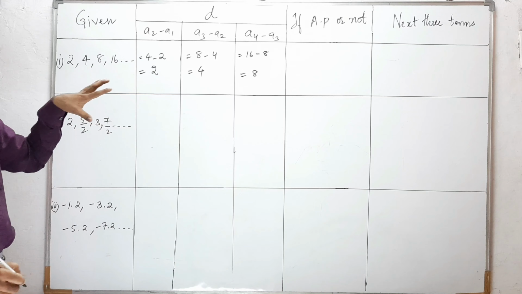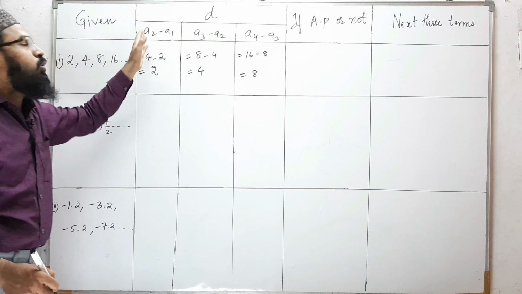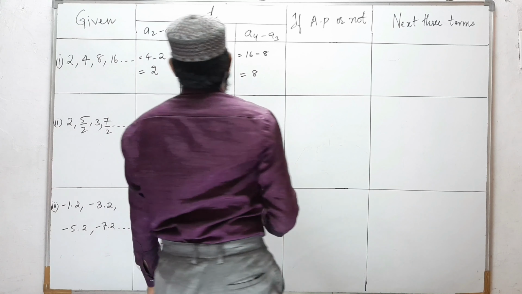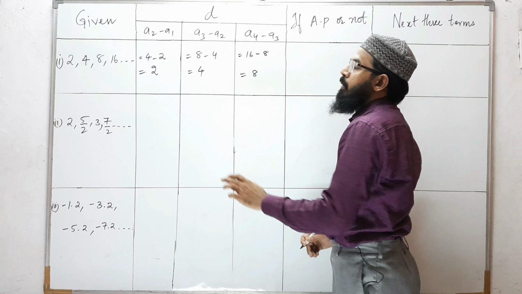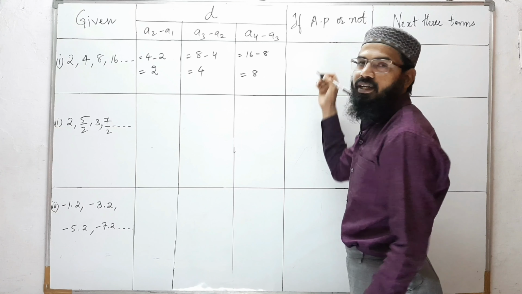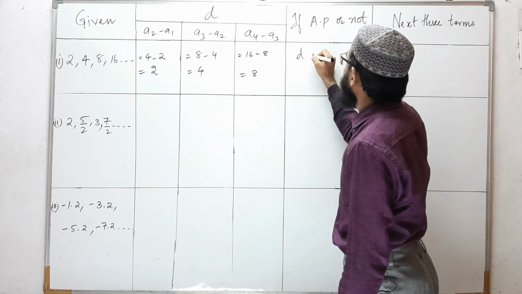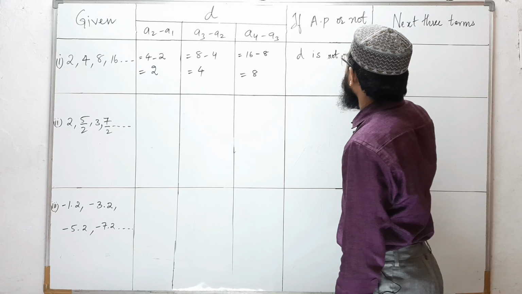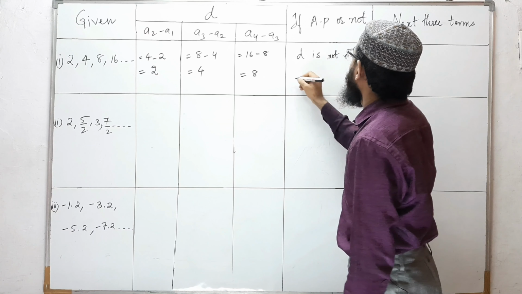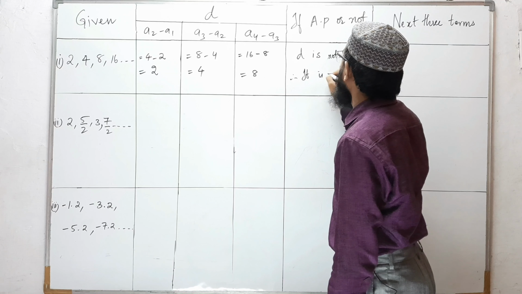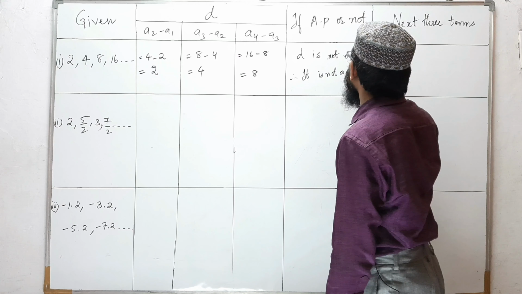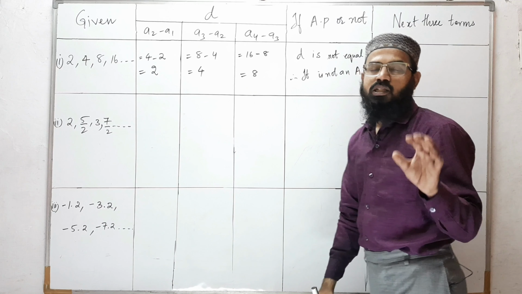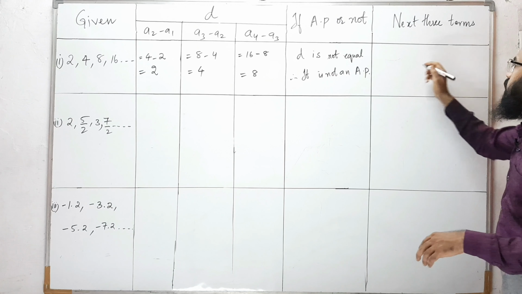So here D is not equal. So what is D? D is A2 minus A1, otherwise A3 minus A2 or A4 minus A3. But here you can see this should be equal, but it is not equal. So therefore it is not an AP. If this is not an AP, then we do not have to find the next terms.